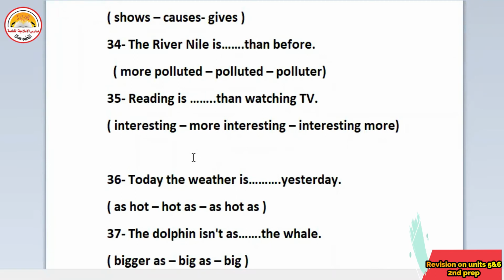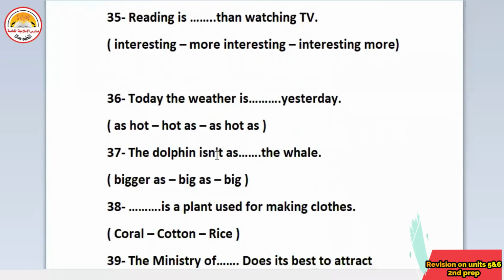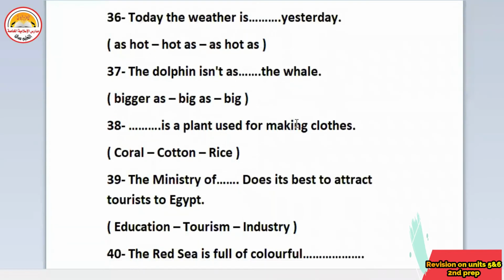Minna Hussein. Today the weather is as hot as yesterday. As hot as, very good, thank you, it's correct, thank you. So here today the weather is as hot as yesterday. Very good, thank you. Number 37, Hannah Lutfi. The dolphin isn't as big as the whale. Okay, very good, thank you.